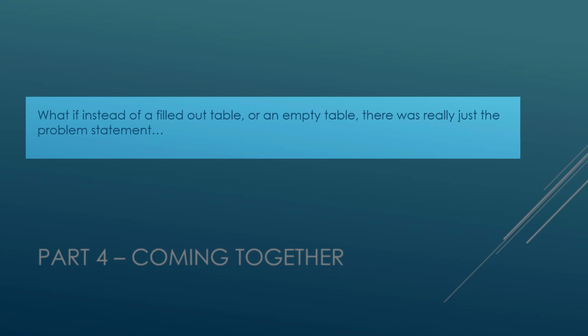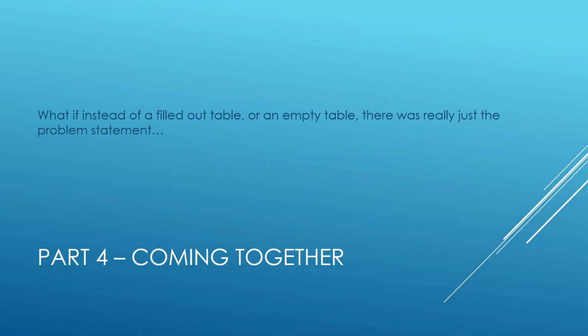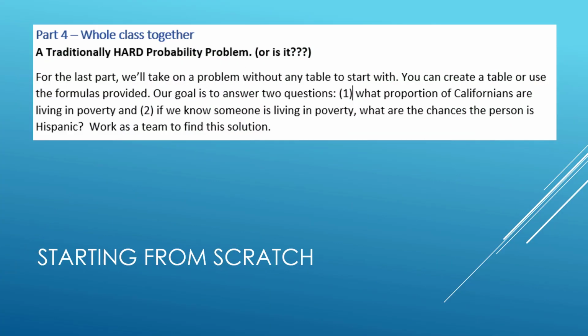problem statement itself? So in this activity, we've prompted a little bit with the tables being shown on the page. What if that wasn't there? So part 4 allows you and your class to work on a traditionally hard probability problem, one that has more than just two vertical and two horizontal options.